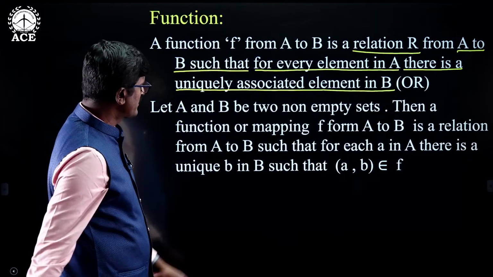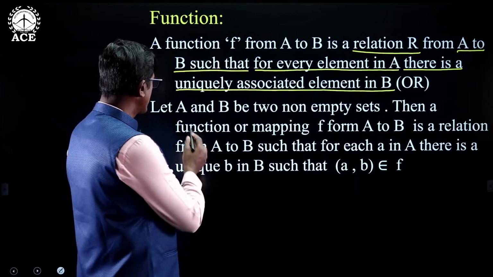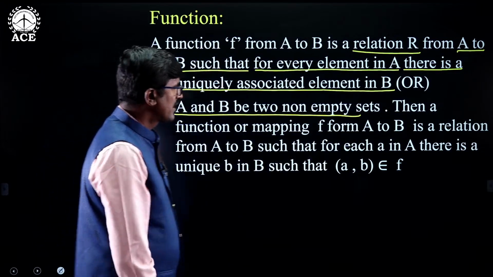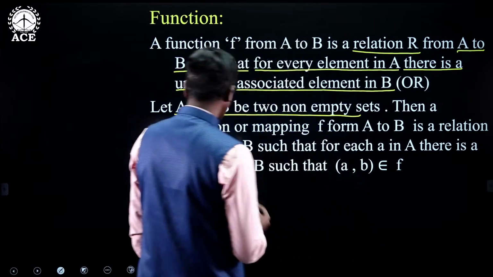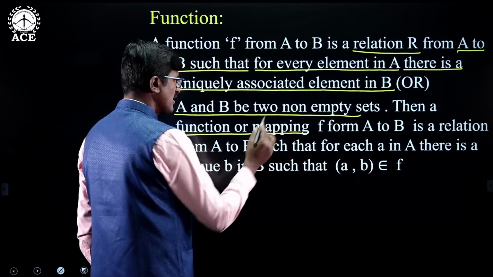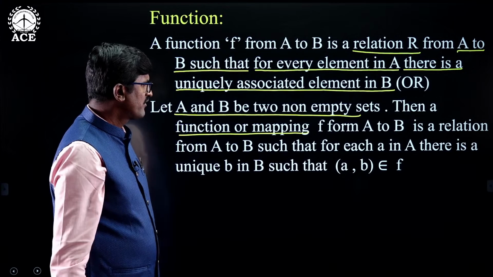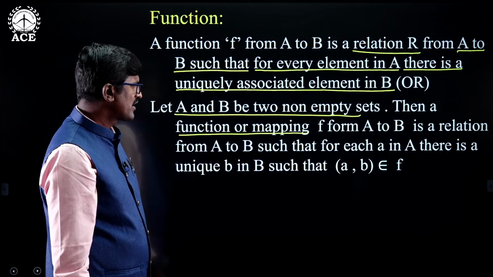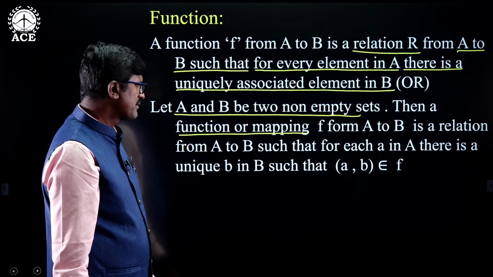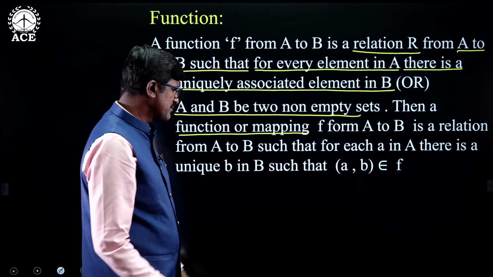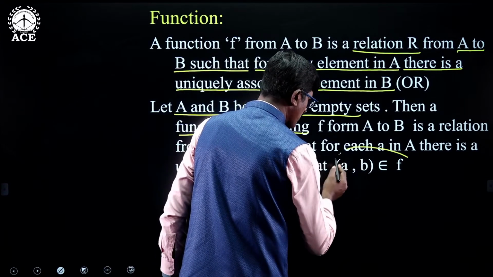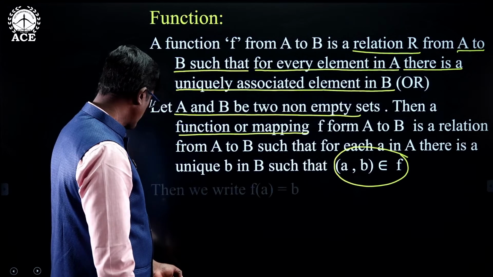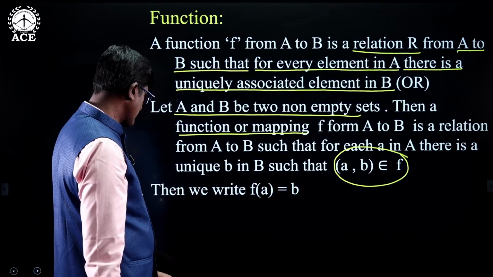That is one definition. The other definition is, if I take two non-empty sets A and B, then a function or mapping, the function is also called a mapping, from A to B is a relation from A to B such that for every element a in set A, there must be a uniquely associated element b in set B such that (a, b) belongs to F. Now we'll see what the pictorial representation of this is.